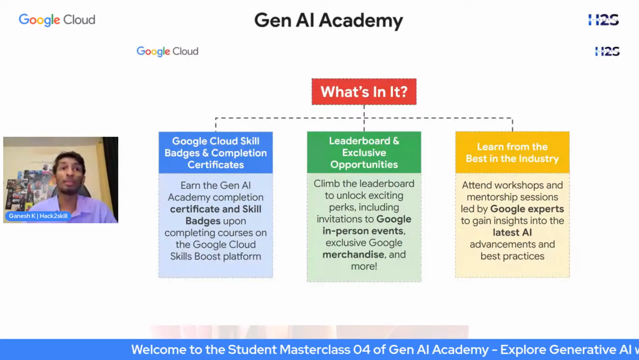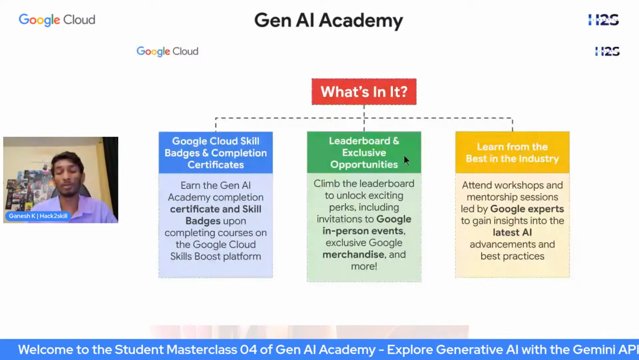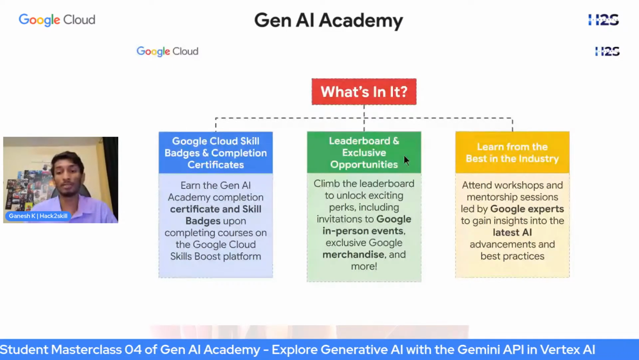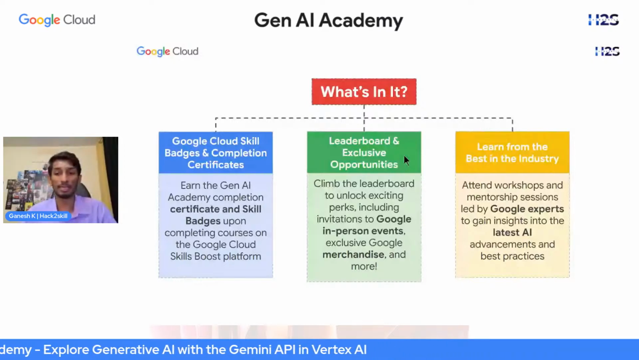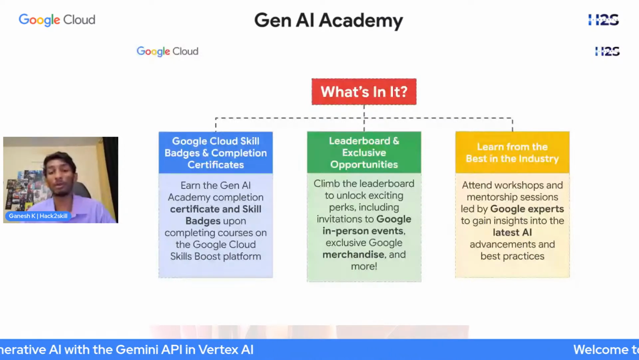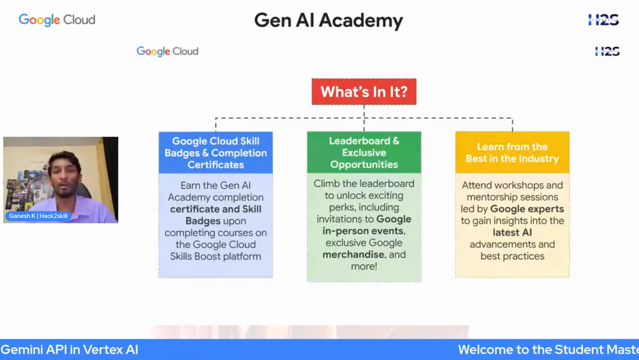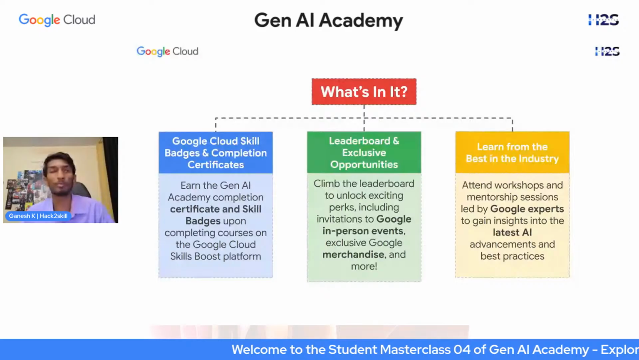And there are leaderboards and exclusive opportunities. Leaderboards are a separate thing; it's called points, and it doesn't relate to the credits. Credits are for completing your courses. Points are for going up the leaderboard. Don't mix your credits with points. Credits are only for completing courses. Points are just for progressing on the leaderboard.